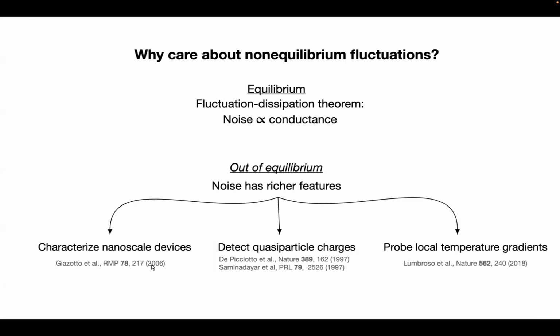On the more exotic side, in the 90s, shot noise measurements were used to detect quasiparticle charges in systems where the excitations are fractional excitations. That would be the quantum Hall effect. And this was done by noise measurements as well. And more recently, in the context of thermal transport, there are proposals saying that noise can also be used to probe local temperature gradients.